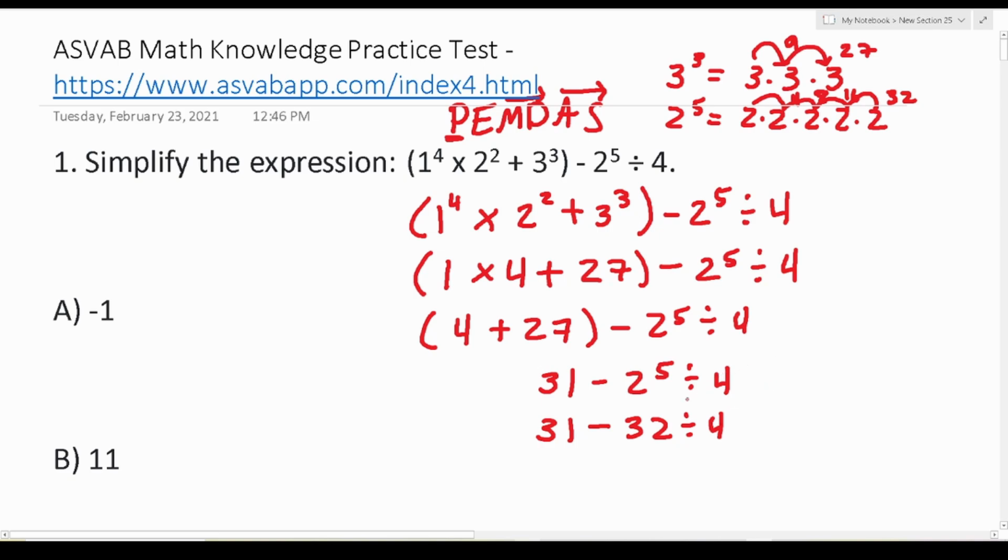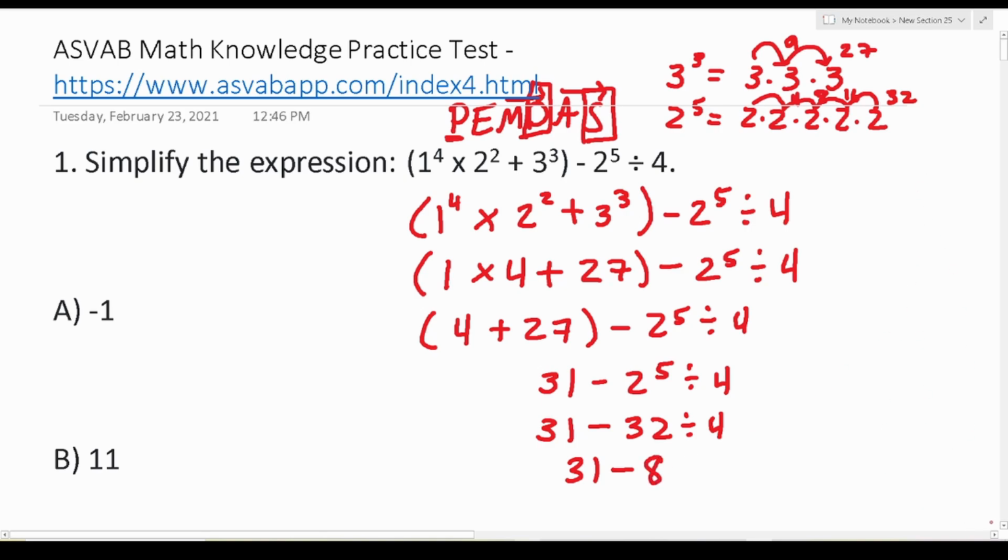And as you can see, we now have 2 operations left to perform. We have subtraction and division. Well, of course, division comes before subtraction in the order of operations. So we're going to take care of this division, and then we'll work on the subtraction last. So 32 divided by 4 is 8.